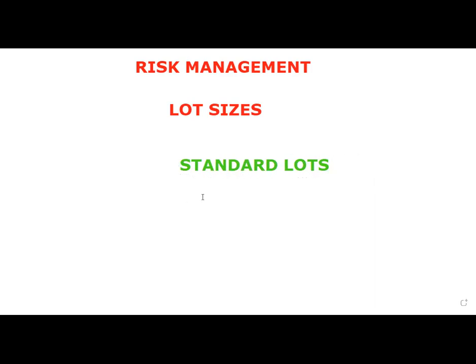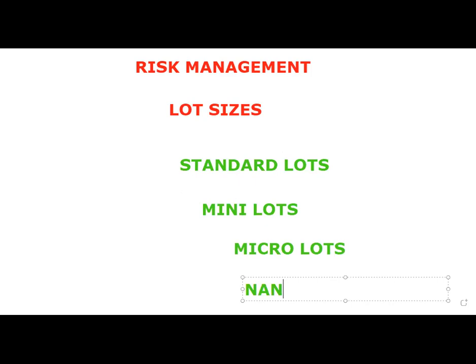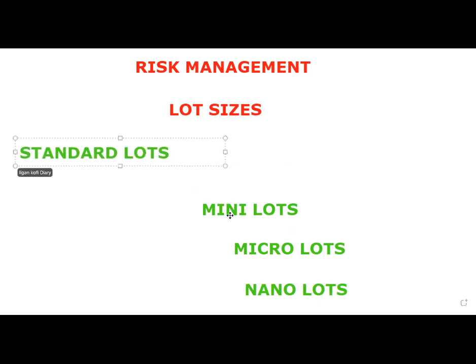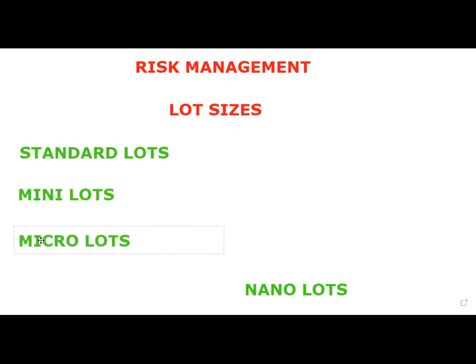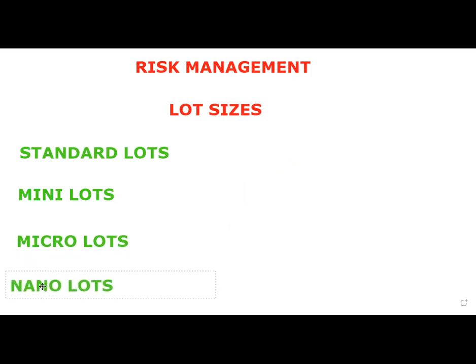And then we also have another set of lot size known as the mini lots. And then we have another version known as micro lots. And then also we have another one known as nano lots. So we have these 4 main types of lot sizes. So let me put them here: standard lots, mini lots, micro lots, and then nano lots. Is that okay?